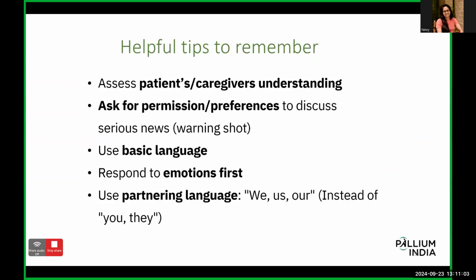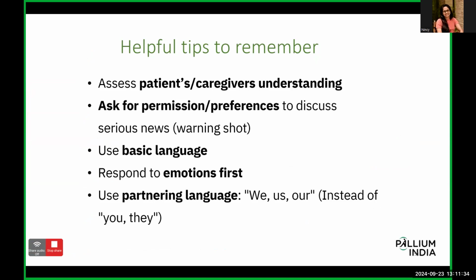Okay. So just these helpful tips for you to remember. The first thing is you check for what the patient or caregiver knows. Okay, you check for their understanding. And then you ask for permission, their preference, before you start sharing something. And while you're sharing the information, use very simple, basic language.